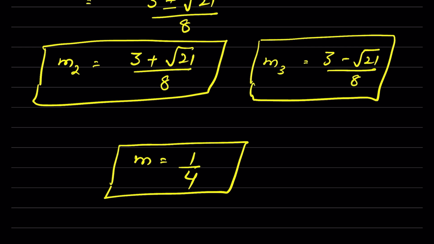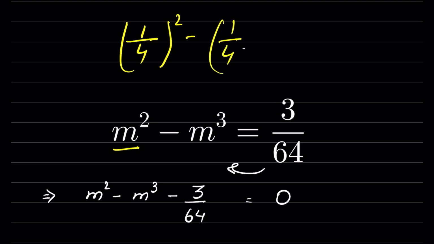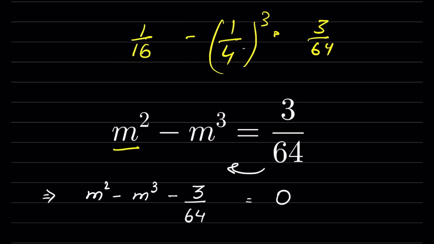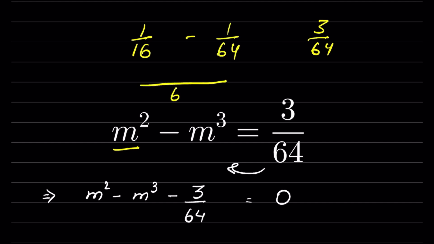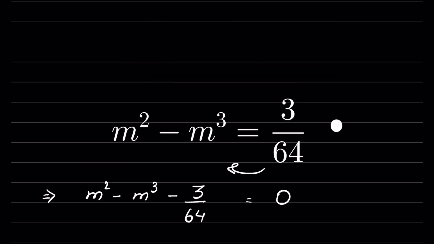We can verify this answer. m square is 1 upon 4 square minus 1 upon 4 cube. It should be equal to 3 upon 64. 1 upon 4 square will be 1 upon 16. 1 upon 4 cube will be 1 upon 64. 64 is the common denominator, 4 minus 1, and this is equal to 3 upon 64. Therefore, LHS is equal to RHS. Only real solution for m is 1 upon 4.